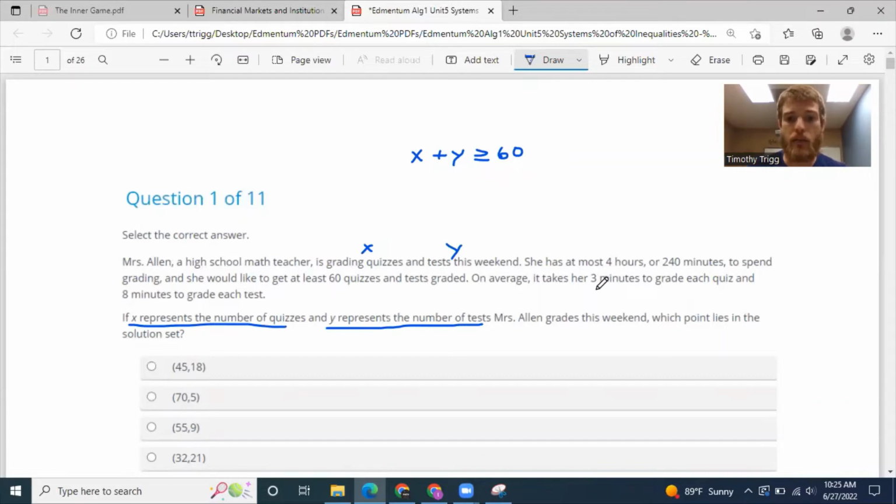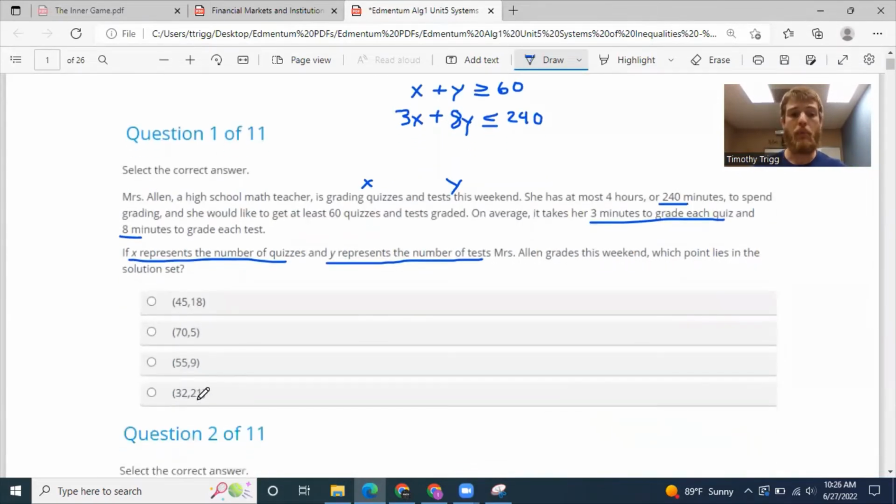Okay. Now it takes her 3 minutes to grade each quiz. So we have 3 minutes times the number of quizzes, plus it takes her 8 minutes to grade each test. So 8 minutes times the number of tests graded. And she has 240 minutes of time to grade. So this is the amount of time she has to grade. She wants to use less than or equal to 240 minutes. Okay, so this is your system of inequalities. Now your goal here is to see which of these coordinate points would be part of the solution set. So once again, it must produce a true statement for both inequalities.